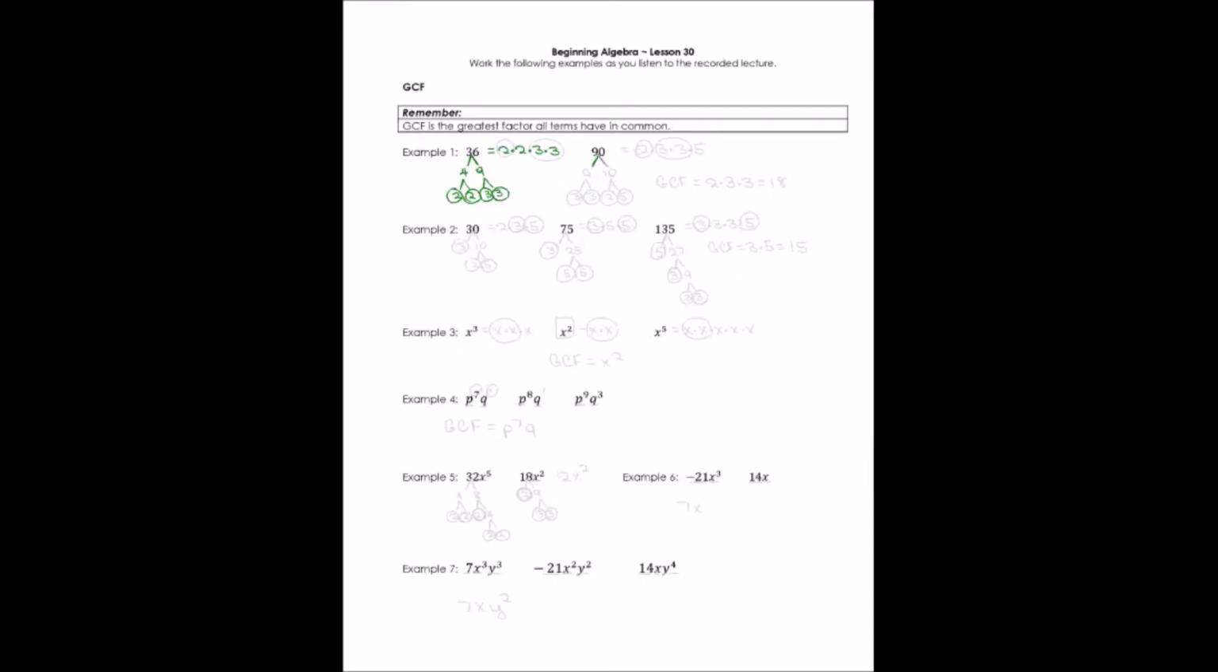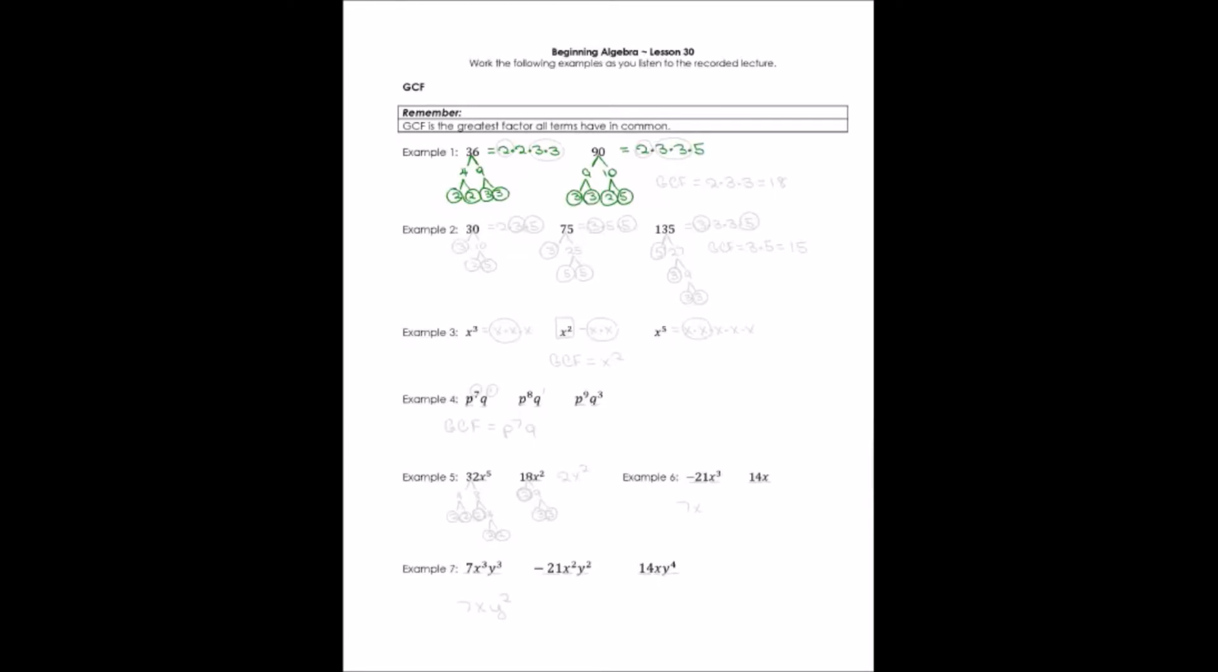90, I'd probably say 9 times 10. And then I'd factor 9 again into 3 times 3. Both of those are primes. And then I'd factor 10 into 2 times 5. And both of those are prime. So 90 is 2 times 3 times 3 times 5.